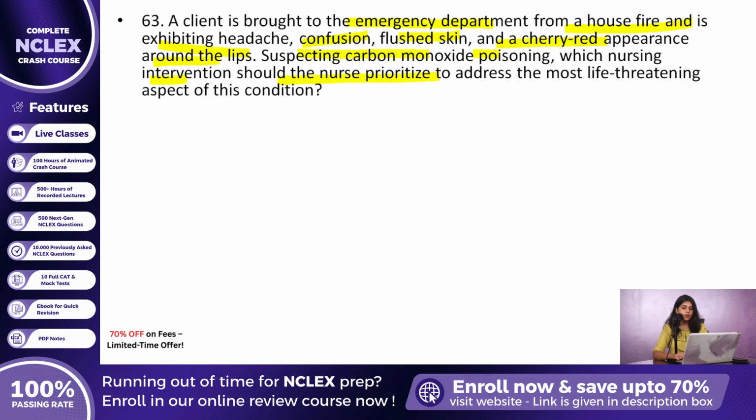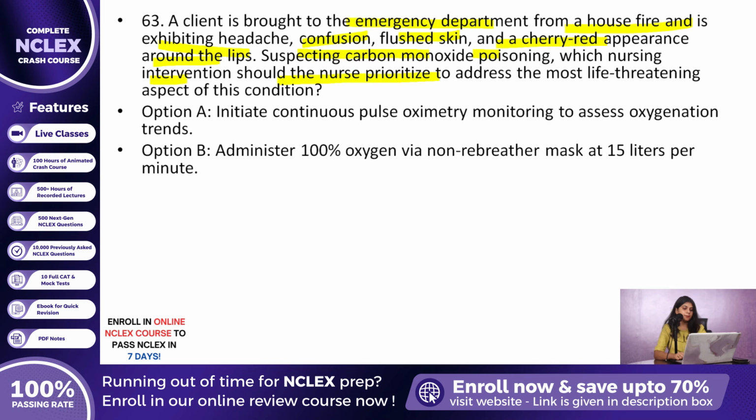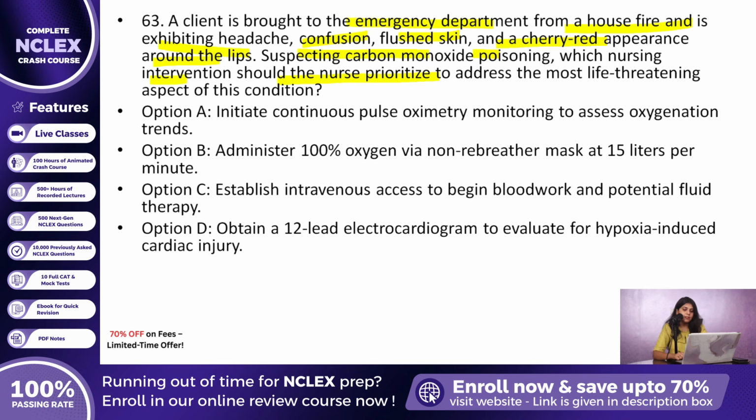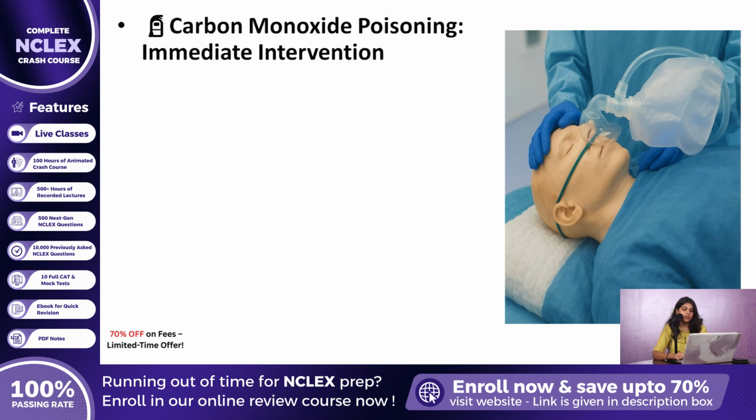Option A, initiate continuous pulse oximetry monitoring to assess oxygenation trends. Option B, administer 100% oxygen via non-rebreather mask at 15 liters per minute. Option C, establish intravenous access to begin blood work and potential fluid therapy. Option D, obtain a 12-lead electrocardiogram to evaluate for hypoxia-induced cardiac injury. The correct answer is option B, administer 100% oxygen via non-rebreather mask at 15 liters per minute. This therapy rapidly displaces carbon monoxide from hemoglobin, restoring oxygen transport.